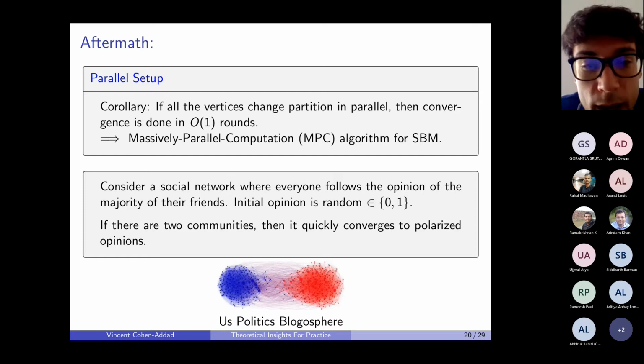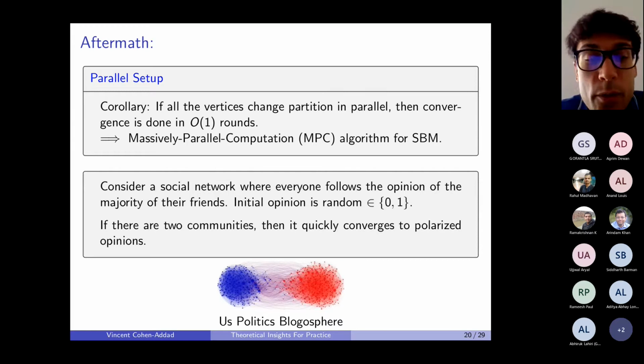There is some event happening. At the beginning, everyone has a personal opinion that is a random number between 0 and 1, like the event is good or bad. Then you start talking to your friends and you decide to change your opinion to the majority of your friends. If most of your friends believe it's a good event, then next time you will believe it's good. If the majority of your friends believe it's a bad event, then you start to believe it's bad.